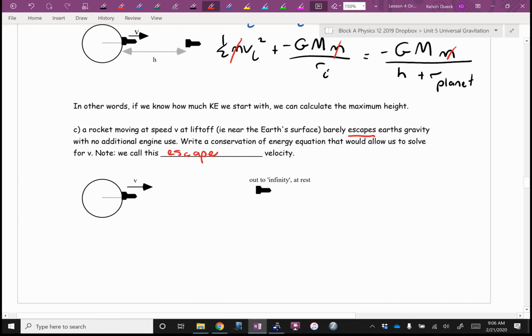Again, did this question say, how much work? So here in the description, I said, write a conservation of energy equation. I wouldn't give you that hint on the test. But trust me, if it doesn't say how much work, don't be doing work equals change in plus change in. Conservation of energy. We started out like this.